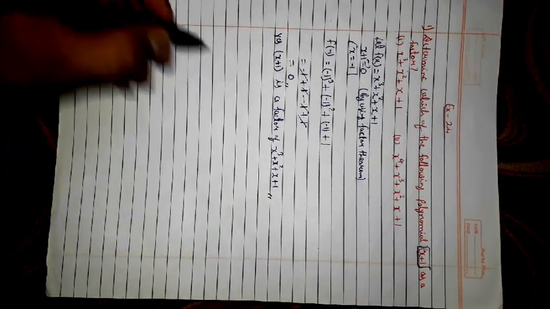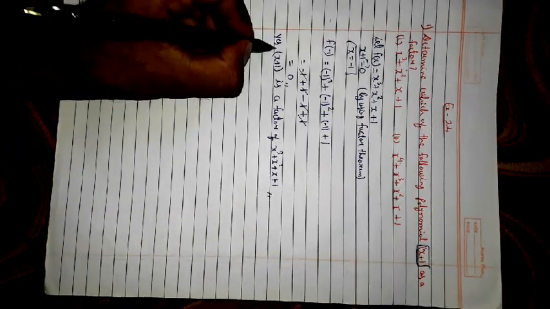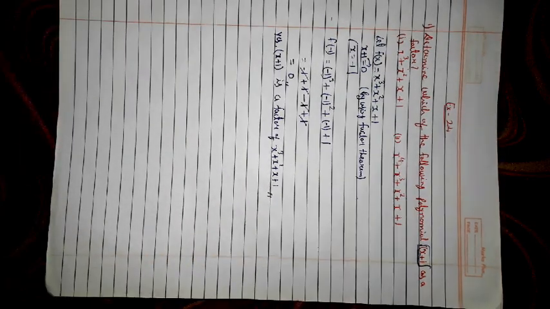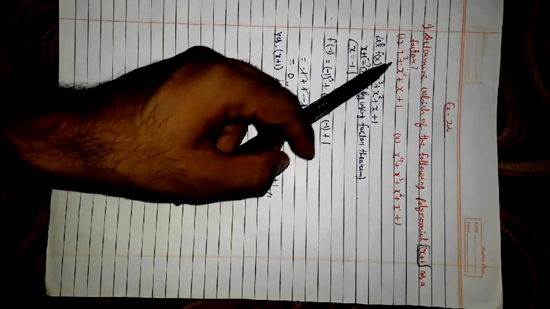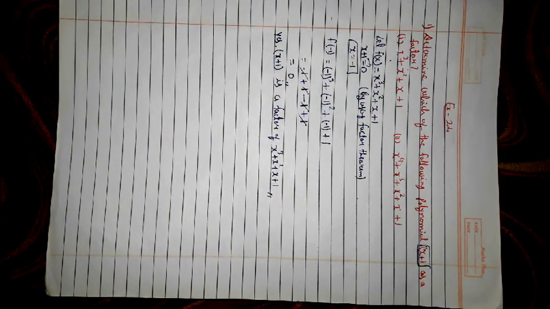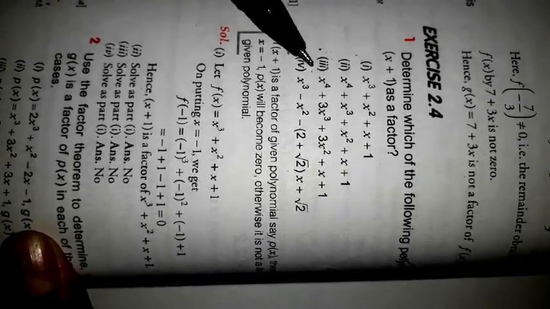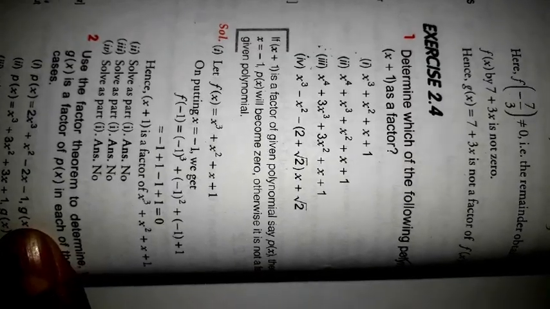So we have concluded here that if we get the answer 0, we can say yes, this is a factor of the given polynomial. If our answer is not 0, then we can say no, it is not a factor of the given polynomial. Okay, now these are the remaining parts of the first question. The same process which I have used in question number one, you have to use and solve them.